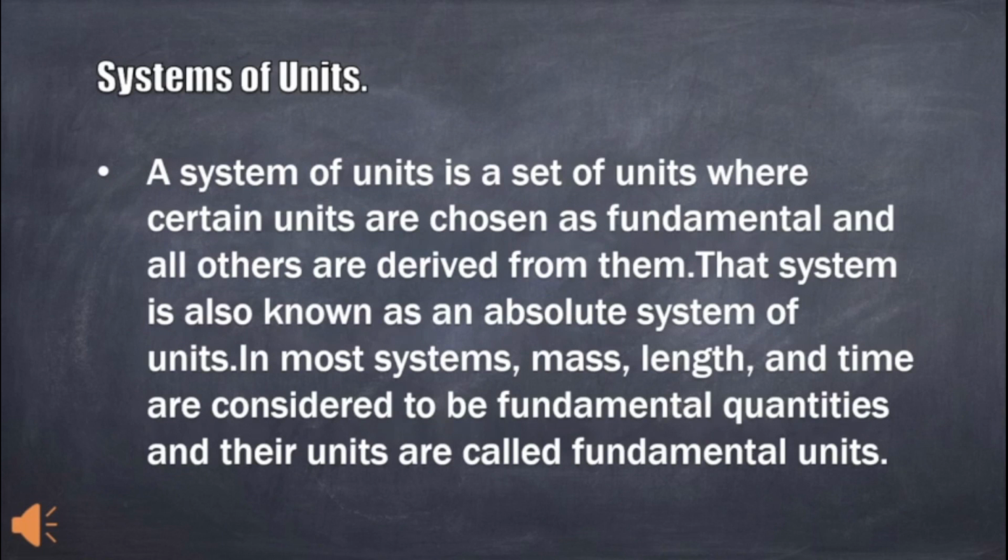Let's move to the unit system. What is the unit of system? A system of units is a set of units where certain units are chosen as fundamental and all others are derived from them. That system is also known as an absolute system of units. In most systems, mass, length, and time are considered to be fundamental quantities and their units are called fundamental units.